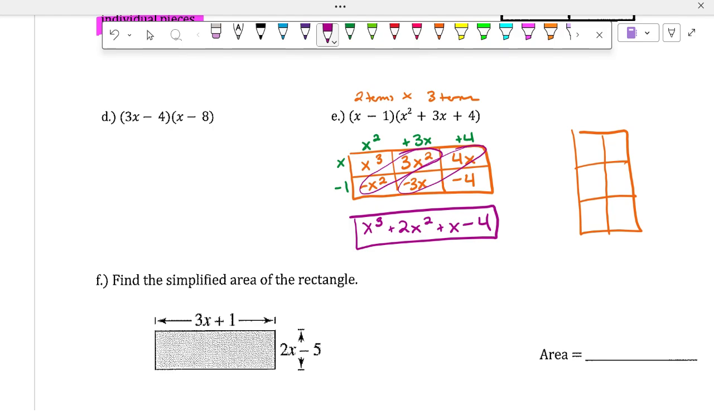So just know that if we're talking area, think length times width. You're multiplying the two polynomials.